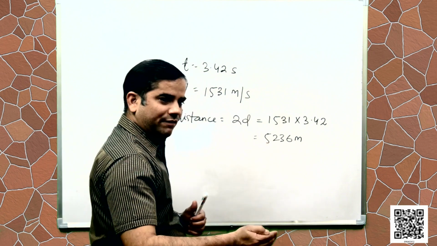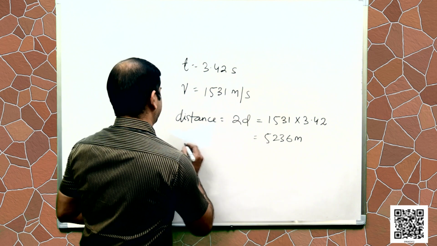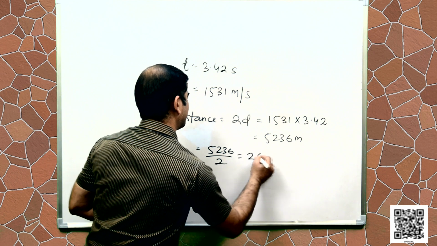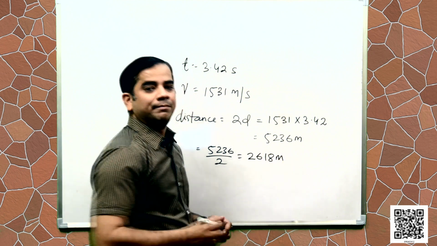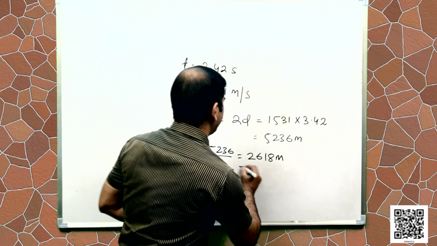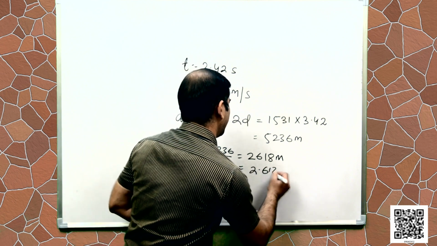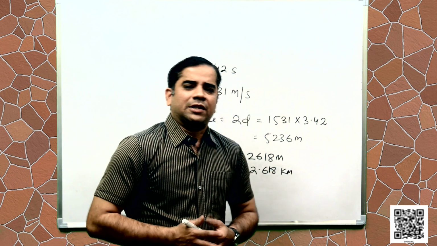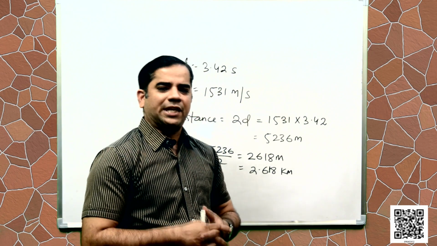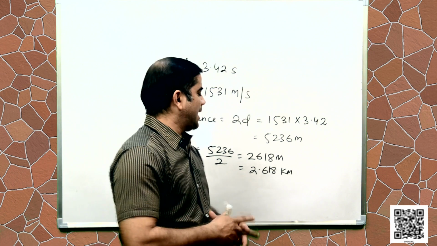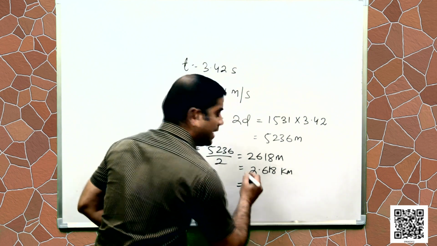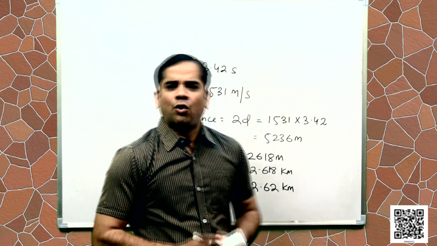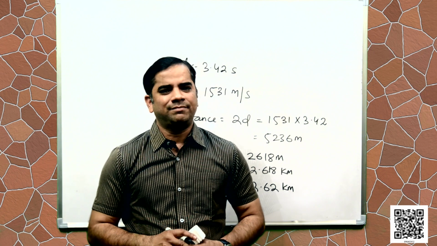So the distance of seabed from the ship is half of this distance, that is equal to 5236 divided by 2, which is 2618 meter. Okay, or we can say 2.618 kilometer. Okay. Thus the distance of the seabed from the ship is 2.618 kilometer, or when we round it up, it becomes 2.62 kilometer. Fine. Hope you understand this example.